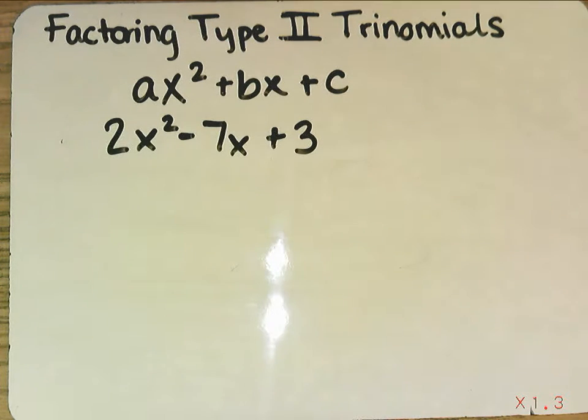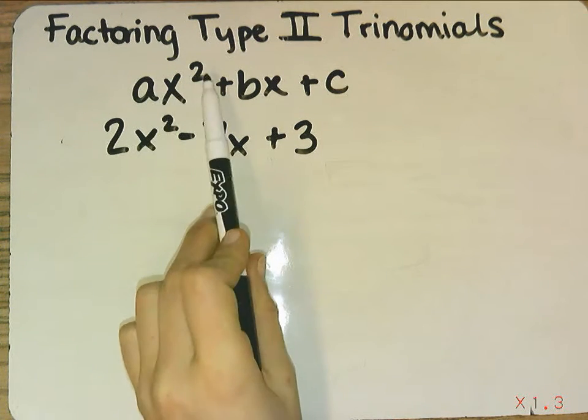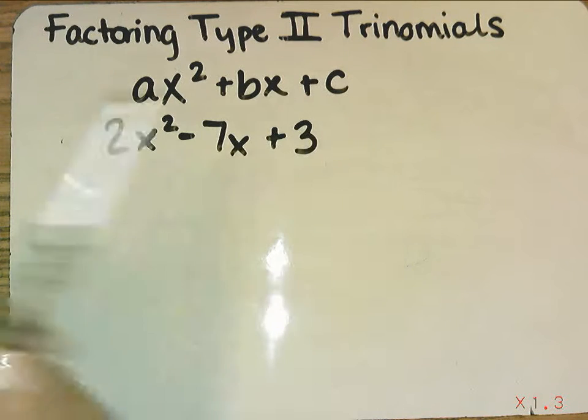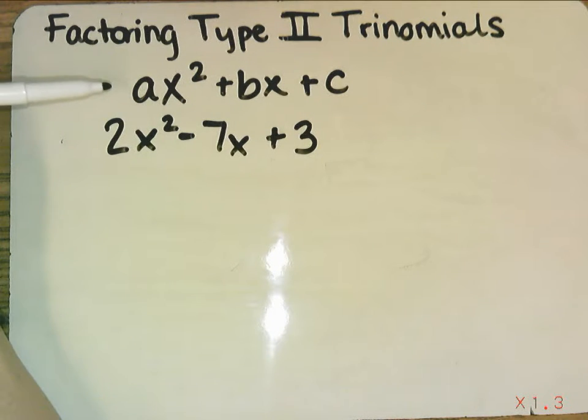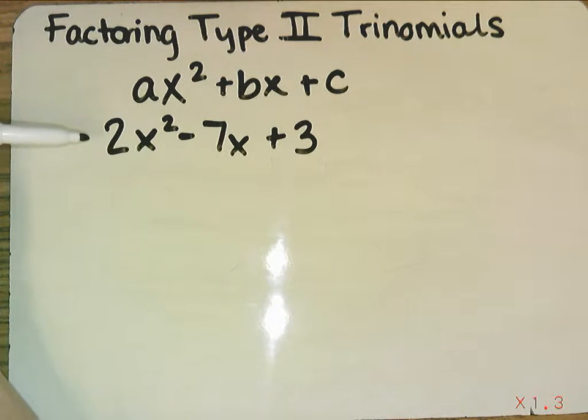We're going to practice factoring type 2 trinomials. A type 2 trinomial looks like ax squared plus bx plus c, where a is not 1. So for this type of trinomial, we have a leading coefficient that is not 1. An example of that is this trinomial here. My leading coefficient is 2.